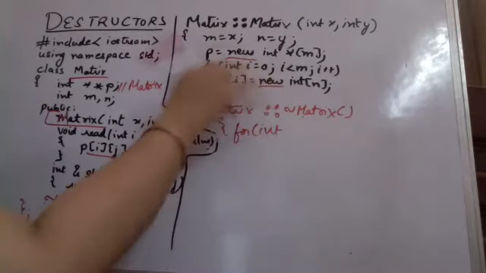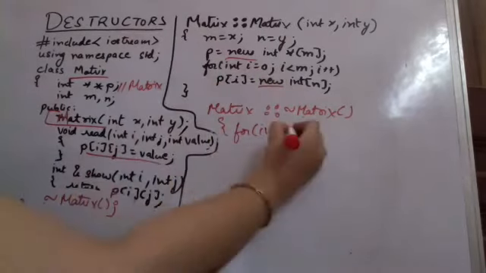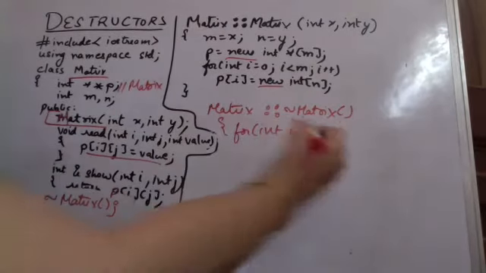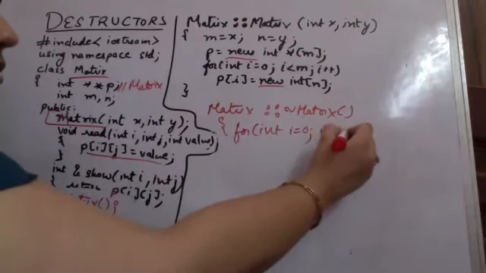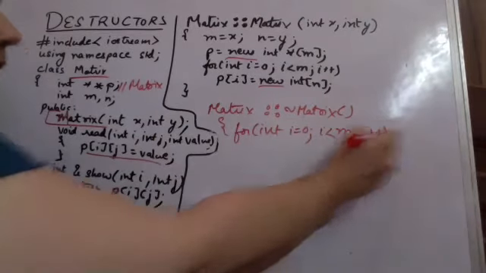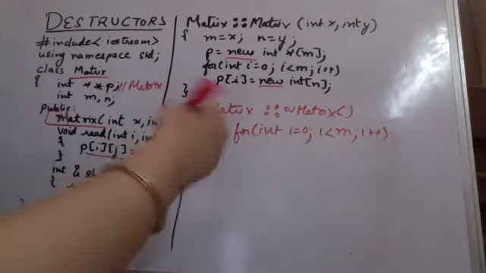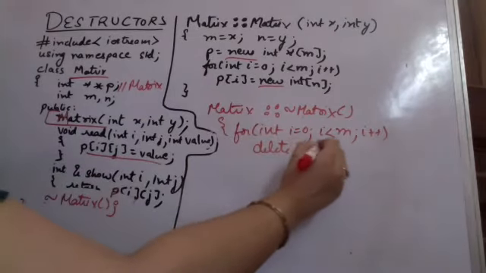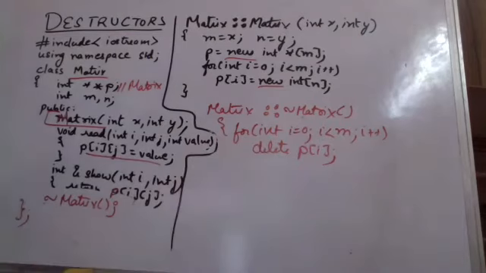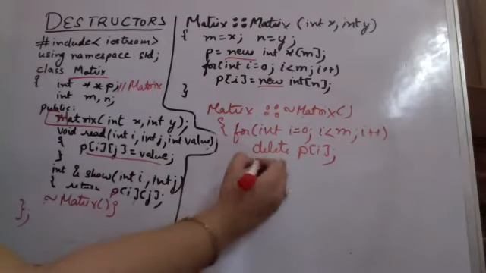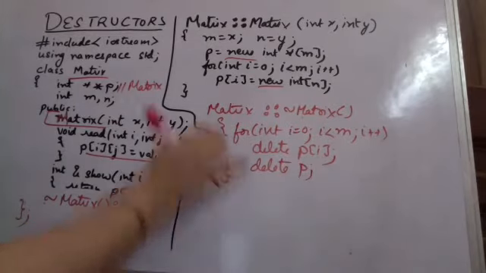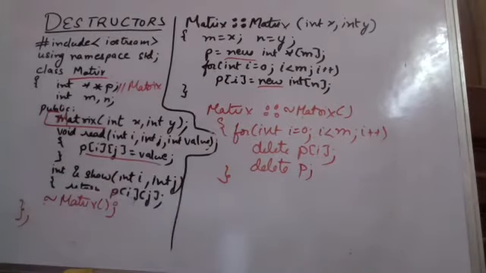I have to destroy all the pointers. So in a loop, I have to destroy them, and I'm using the same thing: for all the rows, I have to destroy them. So for this, what am I doing? I delete each row. The pointer to each row is getting deleted. Finally, I will be deleting the space for P. This is what my destructor will be doing.